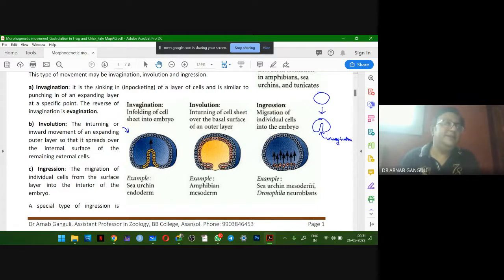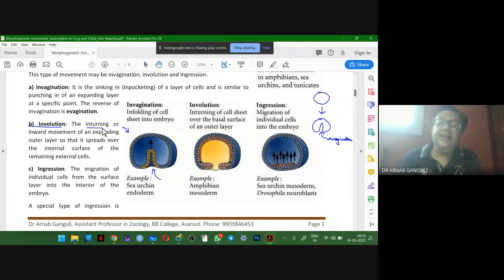Right? So you see this movement where the cells start to go inside like this. They invaginate. The word used is invagination. The next type of movement is involution. The inward movement of an expanding outer layer.